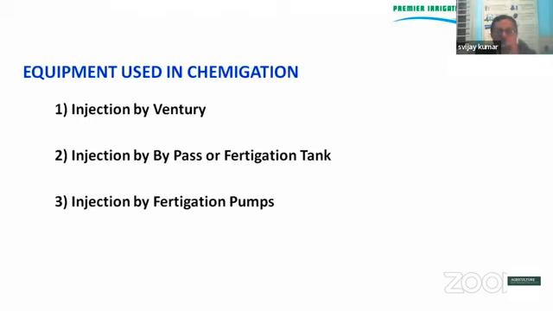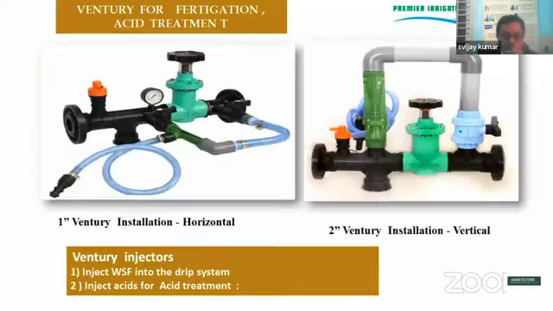What are the equipment commonly used by the farmers? Like I already showed you the picture of the Venturi. That is the main equipment that is used. Then we have what is called a bypass or fertigation tank, followed by the fertigation pump, which is generally used inside greenhouses or shade nets for protected cultivation. So the first method is the Venturi, which is generally used for acid treatment as well as for water soluble fertilizers.